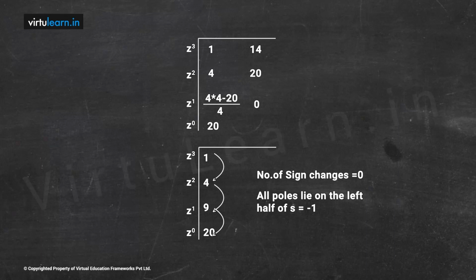So even if you replace s with z, a new axis s equal to minus 1, still I am getting no sign changes, which means all 3 poles are lying in the left half of the plane having s equal to minus 1, or you can say all the roots of the characteristic equation have a real part more negative than minus 1. So this way we can find the relative stability of the system using the RH criterion.